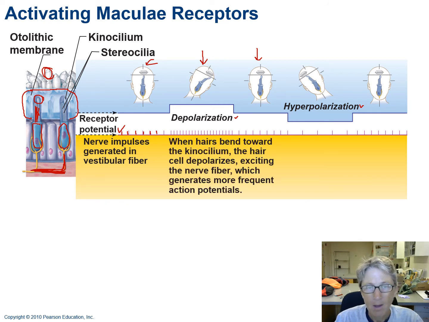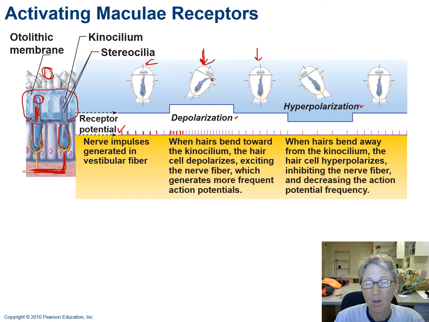Now you tilt your head, so here, second head. When the hair cells bend toward the kinocilium, so the kinocilium would be right here, the hair cell will depolarize, with a greater potential, and that's going to excite this nerve fiber, which is going to generate even more frequent action potentials than baseline. So you can see these hash marks. That's showing you a higher frequency of action potentials versus baseline.